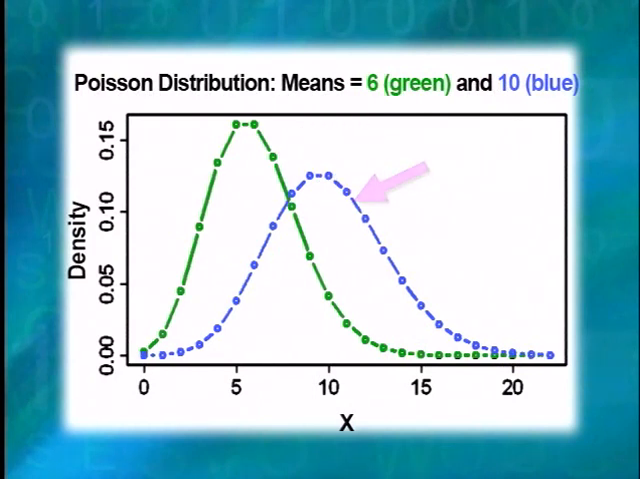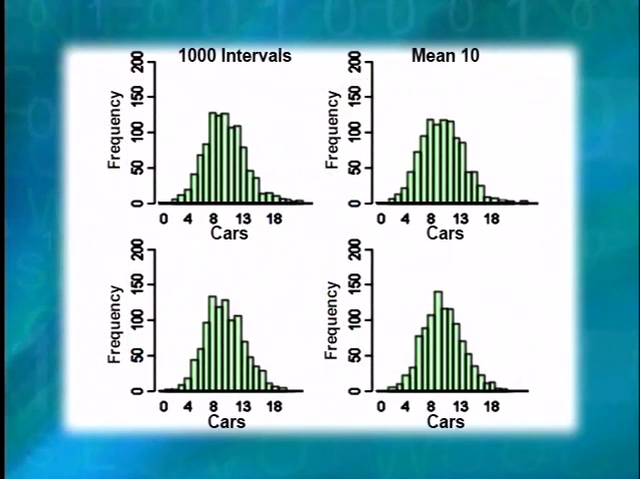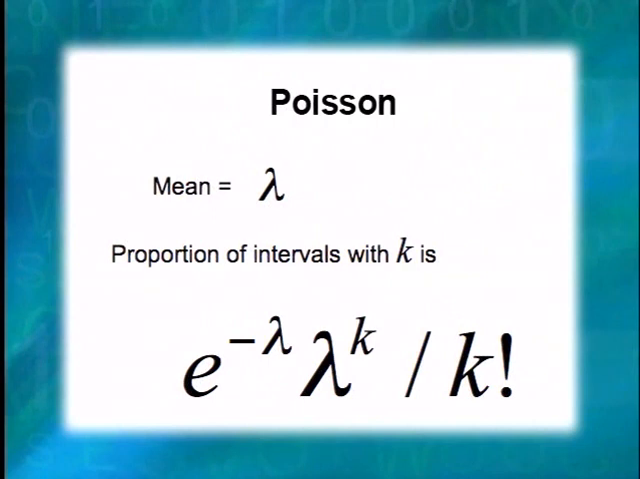So you can see that the distributions, and by the way, here's the simulated data for a mean of 10 cars per minute, and you can see that we've superimposed the model graph onto the actual data, and you can see that it fits quite well. And this is the general equation for the Poisson distribution that tells, in this case, the proportion of the intervals in which you would expect exactly k cars if the average number of cars per minute is lambda.